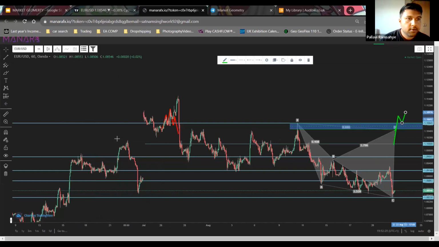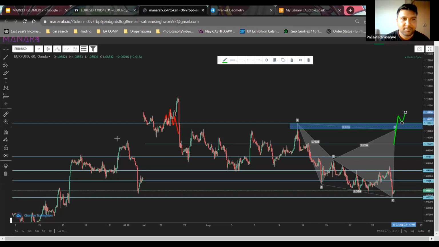Is Manara only for incomplete patterns? I think I don't entirely understand the question. So you mentioned, is this only for incomplete patterns in Manara? The answer is no. You can look for patterns yourself, and you can use these entry points for that. No problem. That's fine.